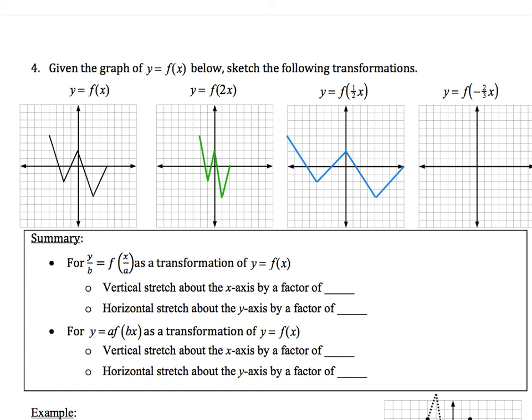So that's why the point that used to be here gets pulled out and it ends up being a horizontal stretch by a factor of 2 rather than a stretch by a factor of 1/2. So again, remember that whatever number is multiplied to the x, the opposite is what happens. So there's a horizontal stretch by a factor of 2 here. In the previous one, there was a horizontal stretch by a factor of 1/2.